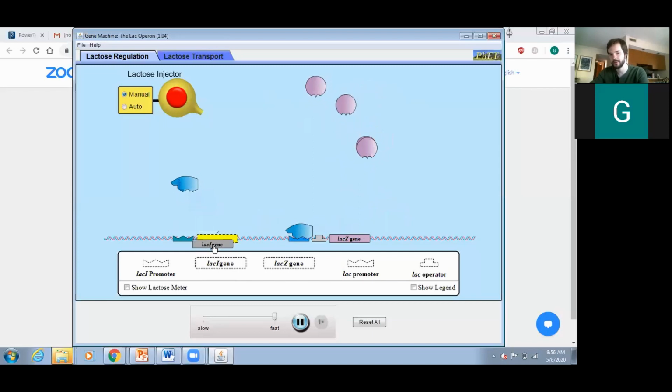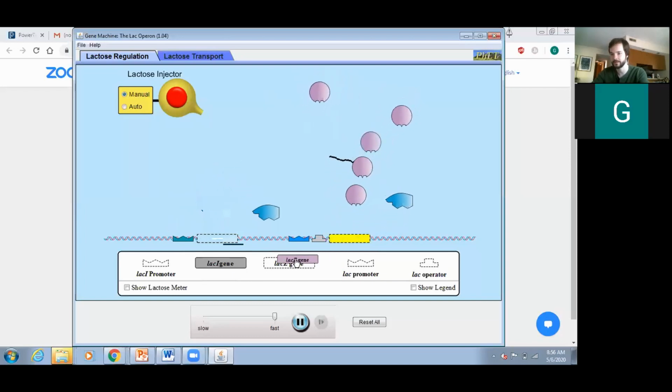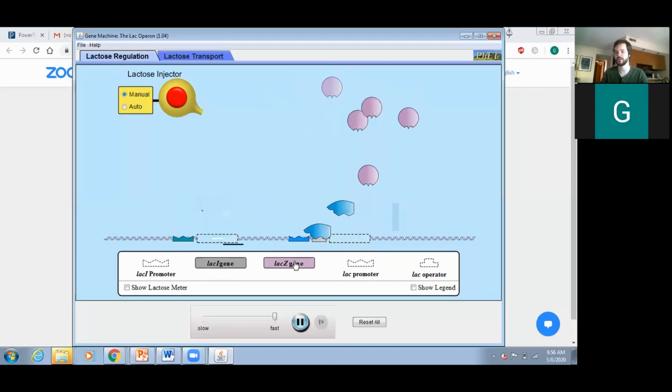Now, what would happen if there was a mutation in the lac Z gene? So if there's a mutation in the lac Z gene, as if there was nothing there, that means that there's nothing to code for these lactase enzymes. There's nothing to code for these proteins here. So we'll wait for those to go away in just a second. There we go.